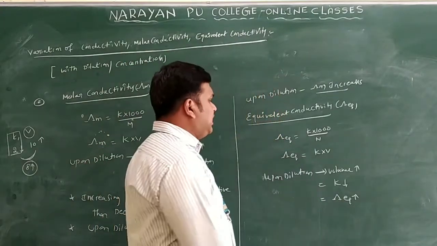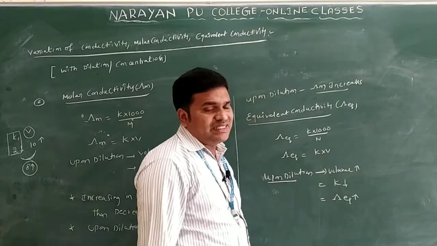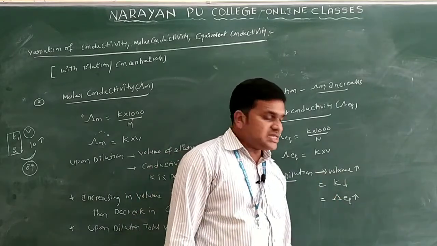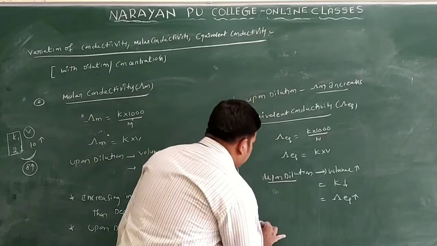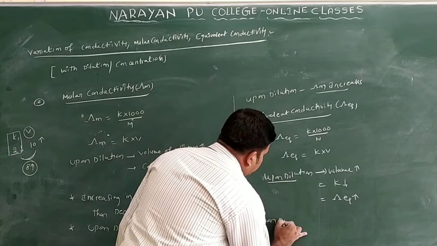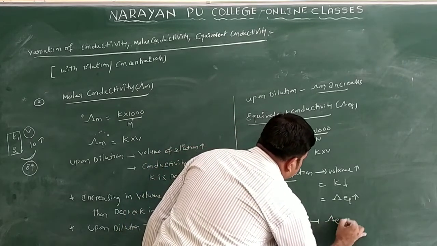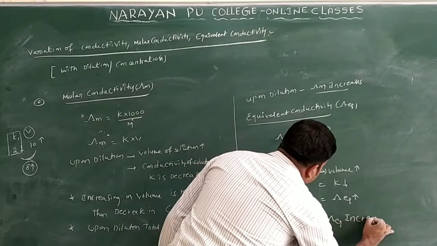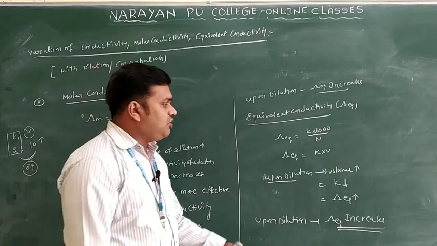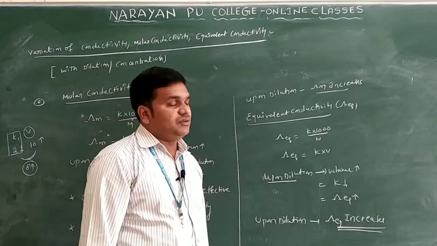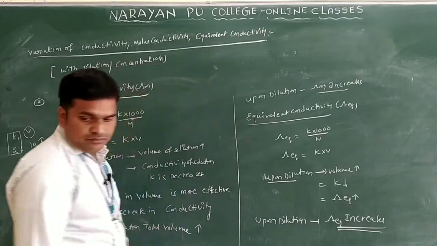only. So upon dilution, what happened? Upon dilution, the volume of the solution increases. The conductivity of the solution decreases. And one more, the equivalent conductivity increases only. So I will write here, upon dilution, equivalent conductivity increases only. So this is regarding equivalent conductivity, molar conductivity, and one more, the conductivity of the solution only.